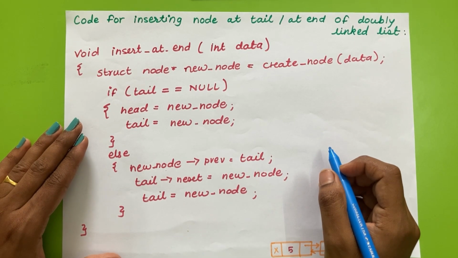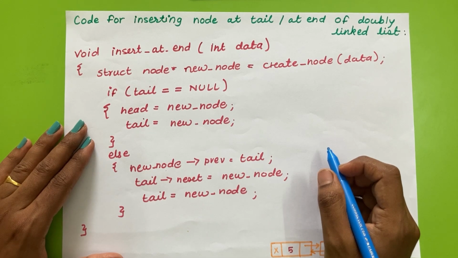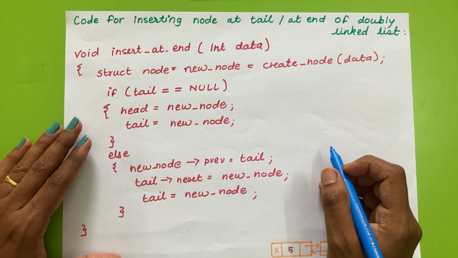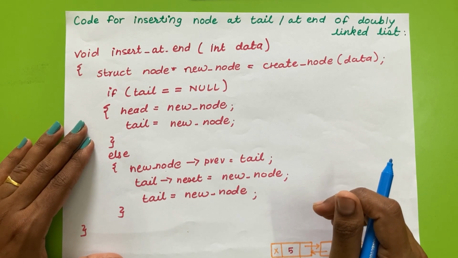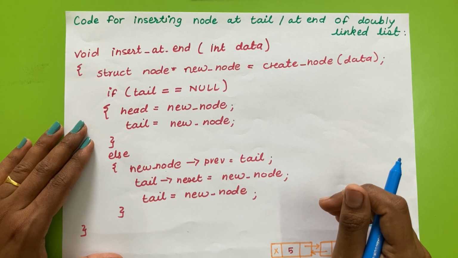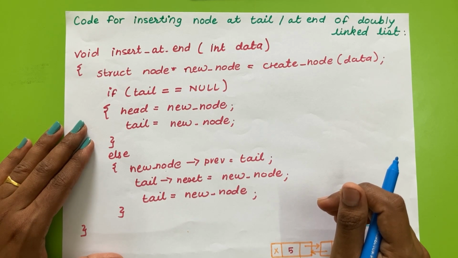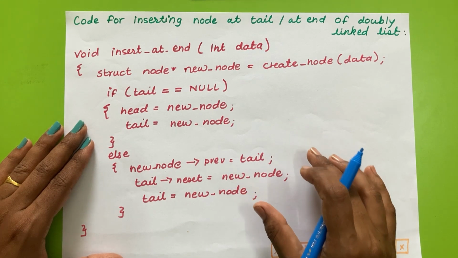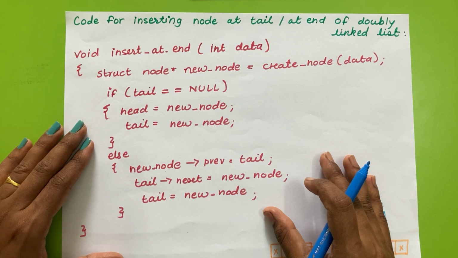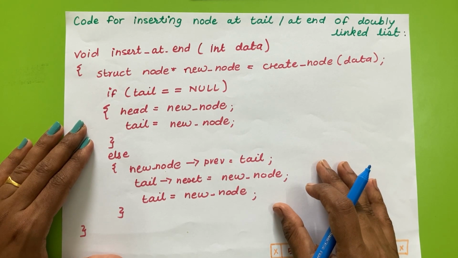Now the next code for doubly linked list is insertion of a node at a tail, or insertion of a node at the end of the doubly linked list. Okay, so I request you, if you haven't gone through the code of creation of a node in doubly linked list, because we are using that function over here. So the link for creation of a node is in the description box.